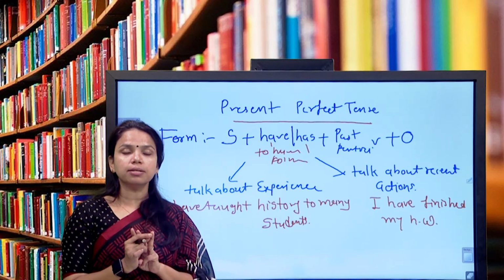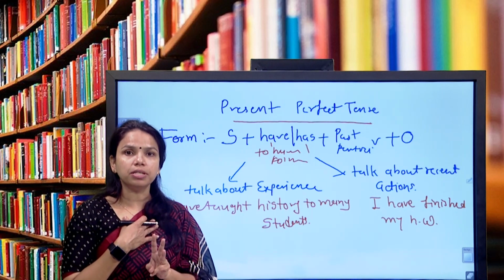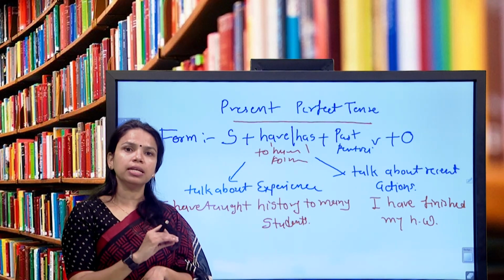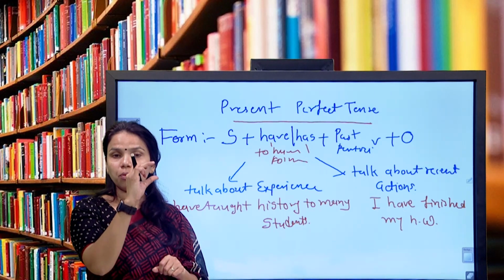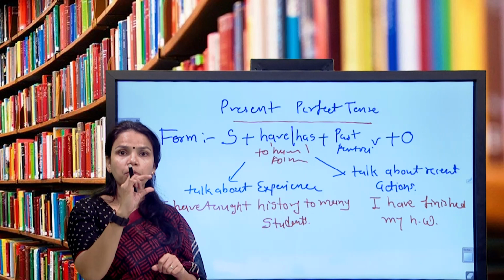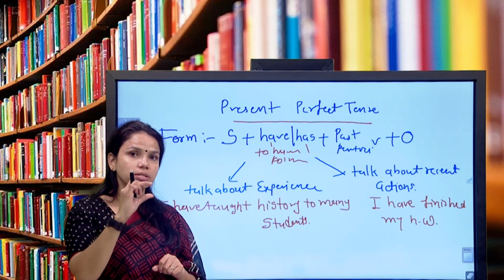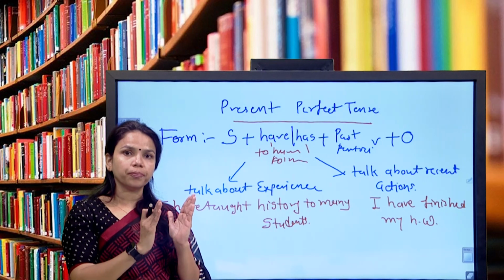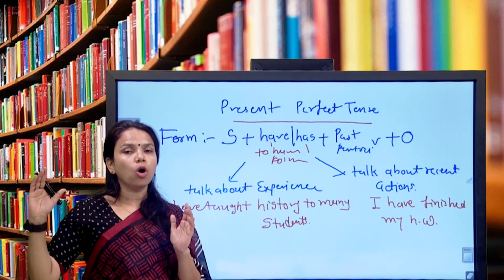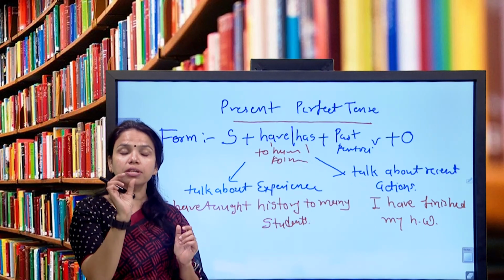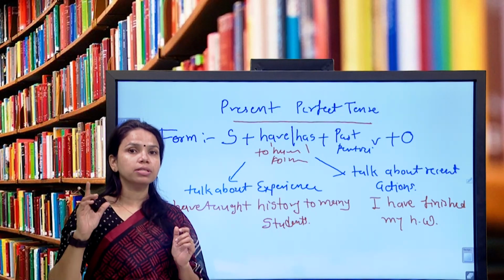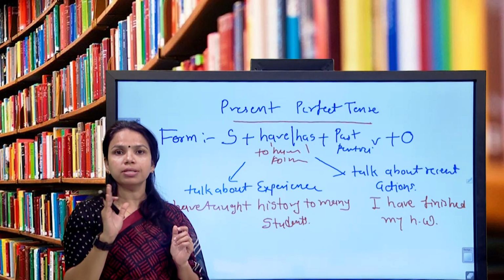H-A-V-E. Like in a simple sentence, I have completed my homework. If instead of I, I say Reena, now Reena is a third person singular. Reena is the name of a girl, so it is included in she. So she has finished her homework, right? So if the subject is a third person singular, with that you have to use has, otherwise you have to use the have form.